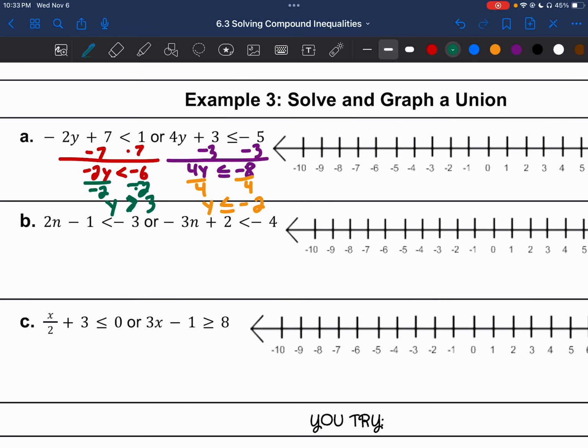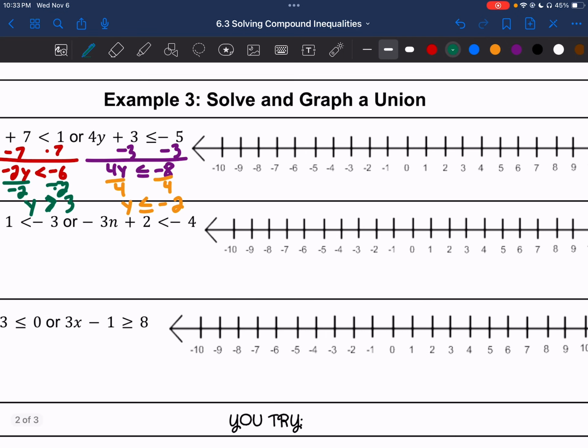So we're going to do the green one first. We are greater than 3. So we have an open dot at 3, and we are greater than, so we're going to shade to the right. Our orange line, y is less than or equal to negative 2. So that's a closed dot at negative 2. And we are going to be shading to the left because it's less than. So our solutions could be in one or the other of these sections, but it won't be able to be a solution for both because they're in opposite directions.